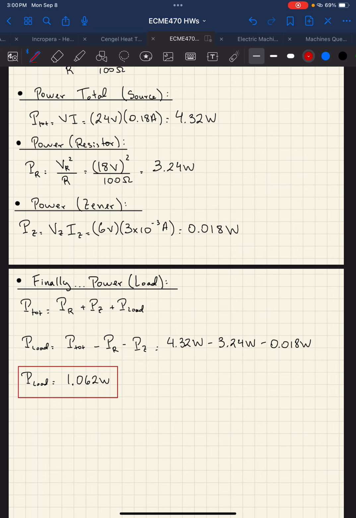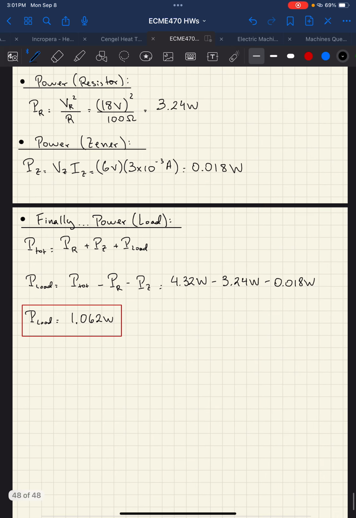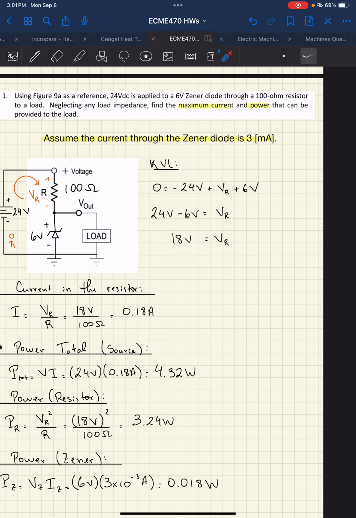Now that we know the power in the load, we can find the current, right? How do we do that? So I'll add here the current through the load. Well, we know the voltage drop across the load, right? How do we know it? Because it's connected in parallel to the Zener. If it's connected in parallel to the Zener, that means it shares the same voltage as the Zener. So it's going to be 6 volts across the load.